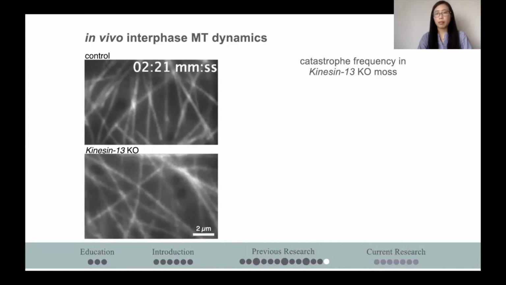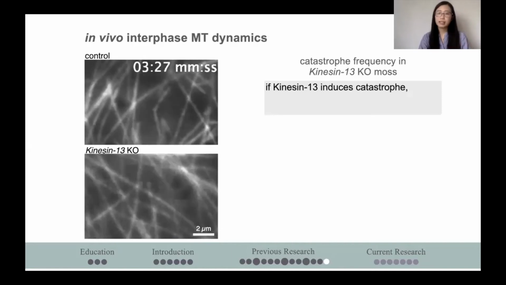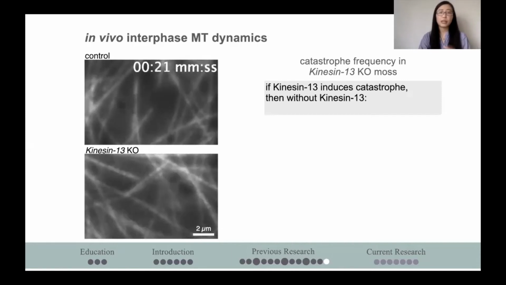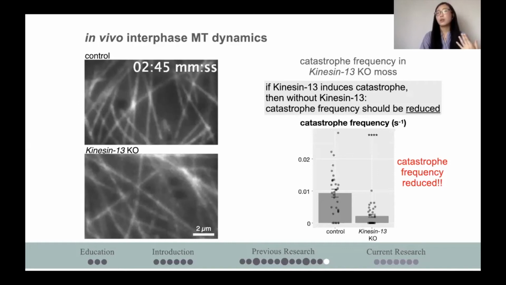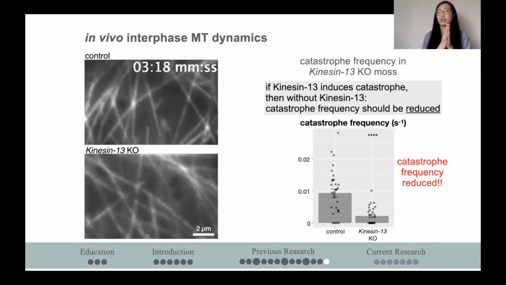Now, let's start with our hypothesis again. If kinesin 13 actually causes catastrophe, then without kinesin 13, the catastrophe frequency should be reduced. And I measured this, and indeed, this was the case. When kinesin 13 was removed in the MOS, the catastrophe frequency of microtubules was actually reduced. And so we kind of made a whole circle about what kinesin 13 did, and at least for microtubule dynamics, we think that kinesin 13 actually induces catastrophe.